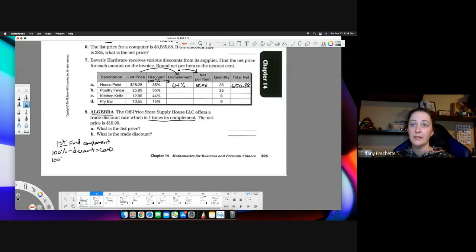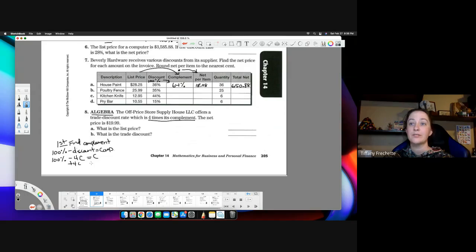So we have 100 minus 4, and instead of writing comp again, I'm just going to write C. So remember that I'm replacing discount with 4C, 4 times the complement, equals C. So if you notice, I just created an equation that only has C's. I can solve this. I have one variable. So I can definitely solve this.